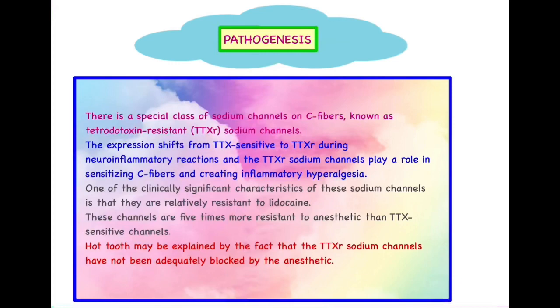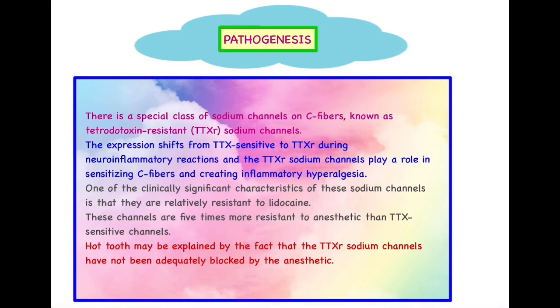Moving on towards the pathogenesis. As we know, C fibers are mainly responsible for carrying the sensation of pain from the affected area towards the brain. There is a special class of sodium channels which are located over these C fibers, known as tetrodotoxin resistant sodium channels. Sodium channels play a very important role as far as induction of anesthesia is concerned. There are two types of these channels located over the C fibers: tetrodotoxin resistant sodium channels, and tetrodotoxin sensitive sodium channels.